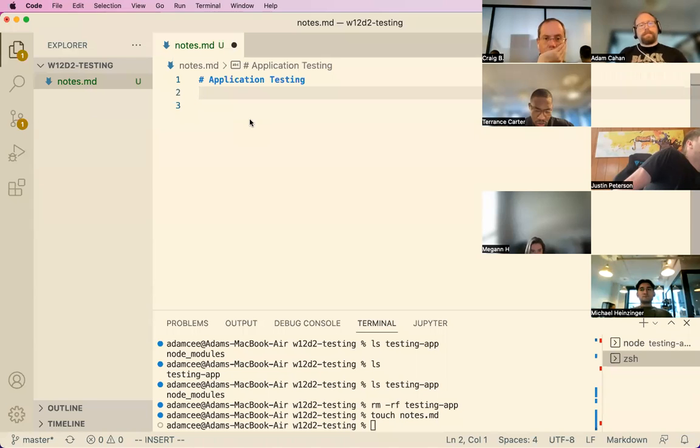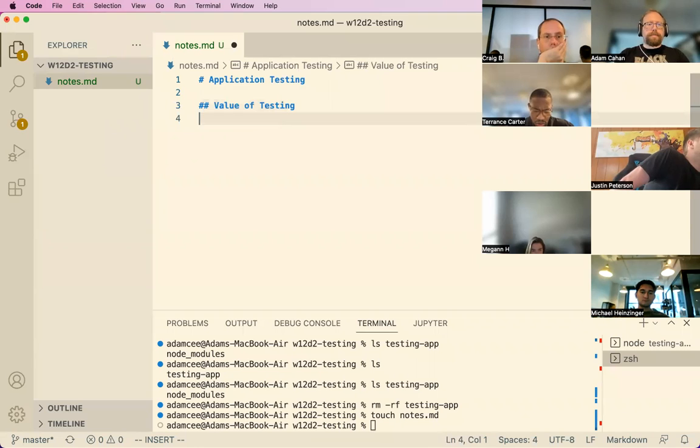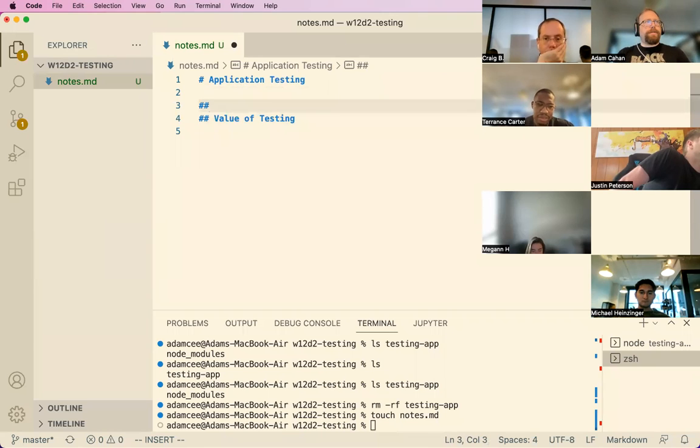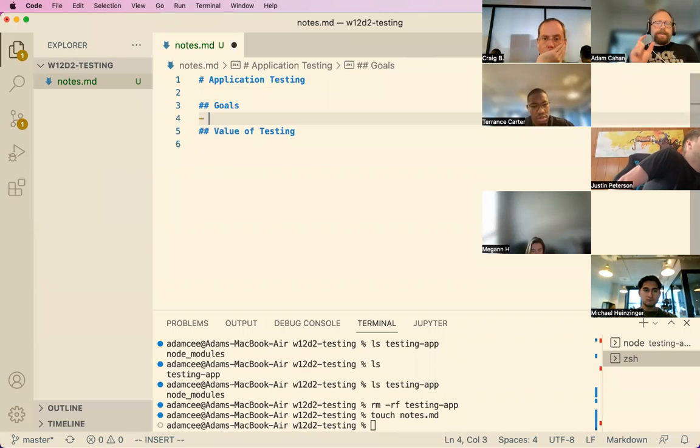So testing is a really important topic. And the goal of today's lecture is twofold. The first goal is to show an example of how to set up some basic tests for your front end.